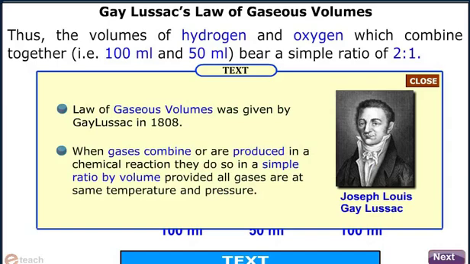The law of gaseous volumes was given by Gay-Lussac in 1808. When gases combine or are produced in a chemical reaction, they do so in a simple ratio by volume, provided all gases are at the same temperature and pressure.